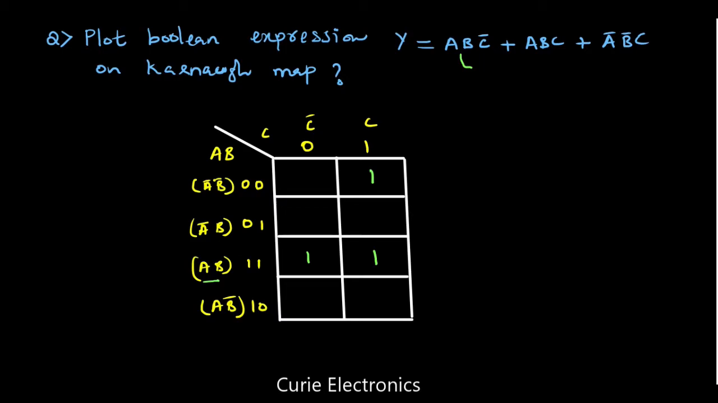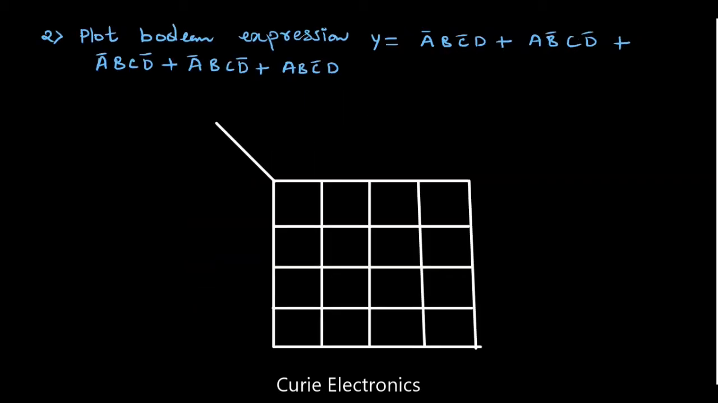So we have drawn the Karnaugh-MAP, but we have not done the simplification. What about the remaining cells? The remaining cells are all 0. So this is a sum of products, SOP. Let's take the next example.